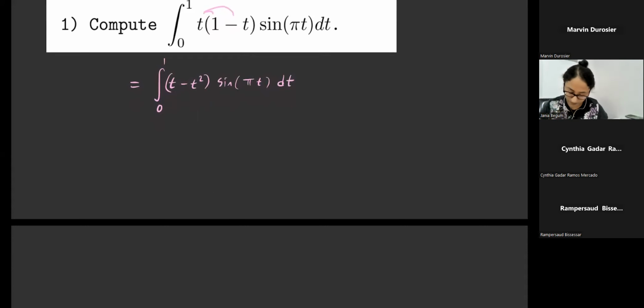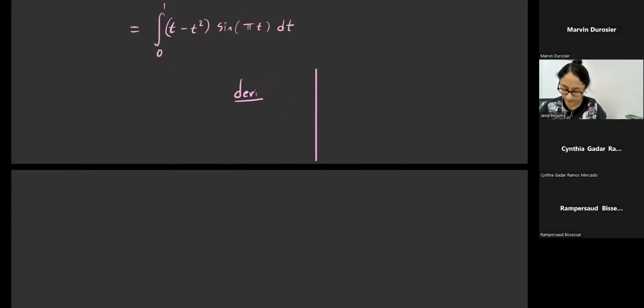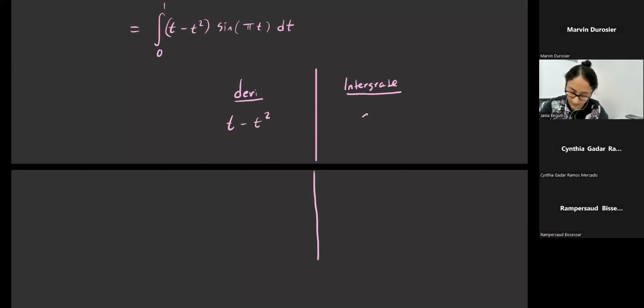So check this out. You're going to make a column for differentiation. Sorry, I'm going to have a little discontinuity here. Ignore that. And then here's the part that we're going to integrate. We'll pick the polynomial to be the function we're going to differentiate and the trig function for the integral column. So here I will have t minus t squared, and here I will have sine pi t.